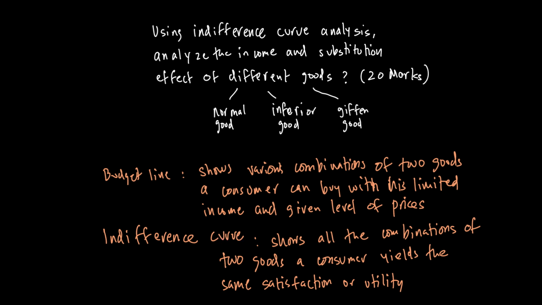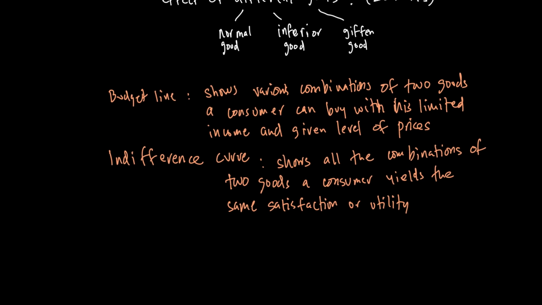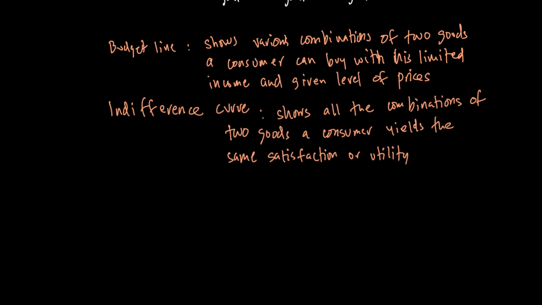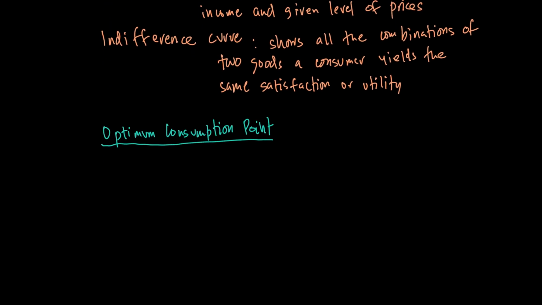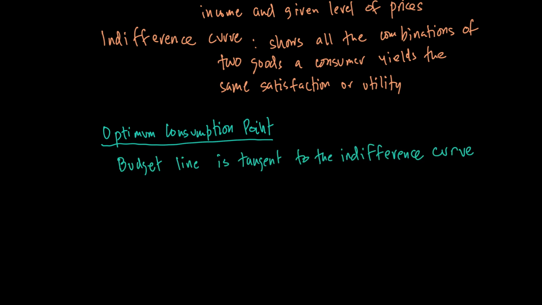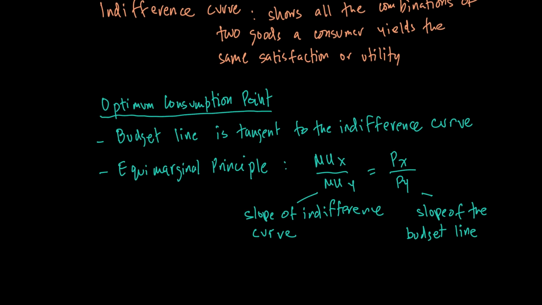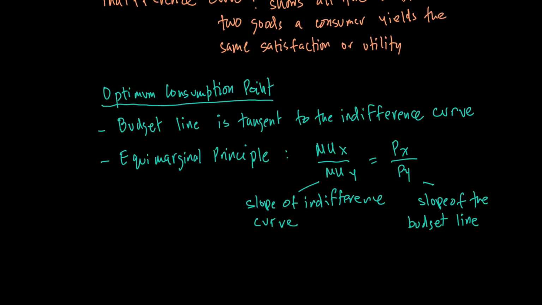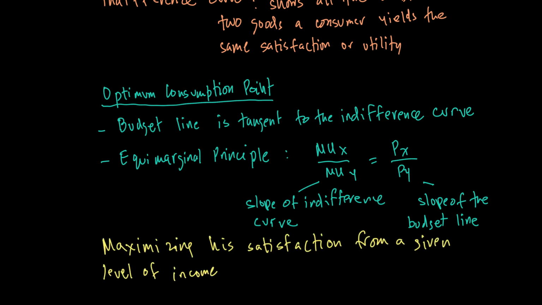On the other hand, indifference curve is simply a curve that shows the various combination of two goods that give a consumer the same satisfaction or utility. Now, why is this important? Because the point where the budget line is tangent to the indifference curve is what we call our optimum consumption point. This is the point where we say the equimarginal principle is met because the slope of the budget line is equal to the slope of the indifference curve, and therefore this is where the consumer is maximizing his satisfaction from a given level of income, because at that point where the indifference curve is tangent to the budget line, you get the maximum possible satisfaction from your given income.